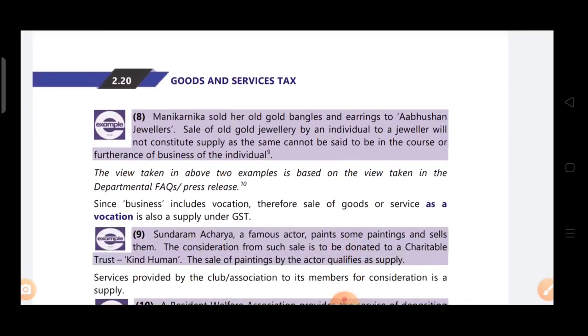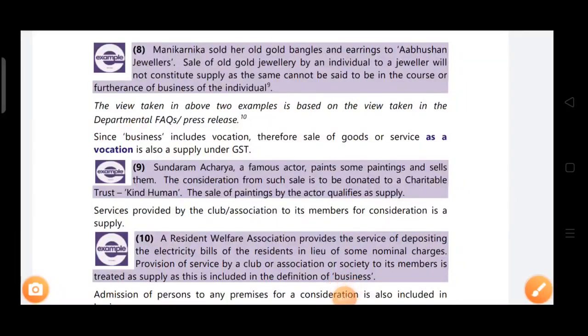It is not supply as it is not in the course of furtherance of business. The view taken in the above two examples is based on the view taken in the departmental FAQs or press release. Means the view that is taken in the above two examples, that view was taken in the press release, that reference only they have given.